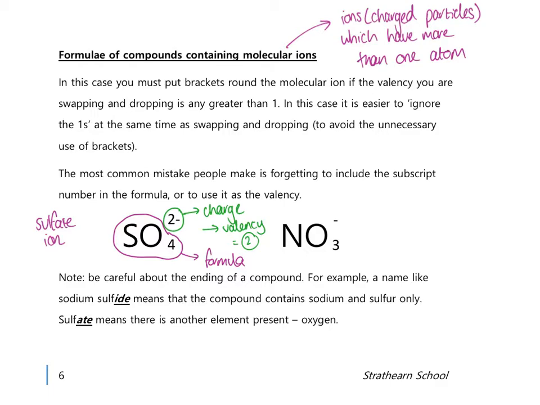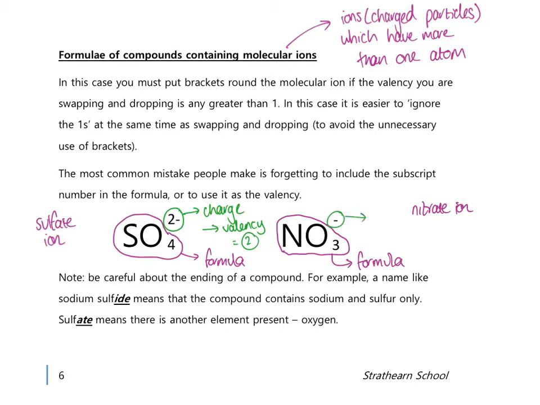Let's have a look at another example. This example here is the nitrate ion. Again, you would find that on the back of your periodic table. What do you think is the formula? Well, the formula is NO3. The formula is everything apart from the charge, including the little numbers at the bottom. If you want to write that down, you can. That's what I would write down for the formula.